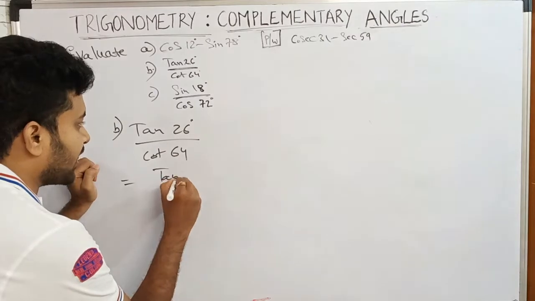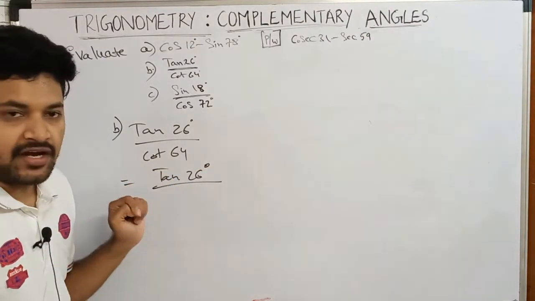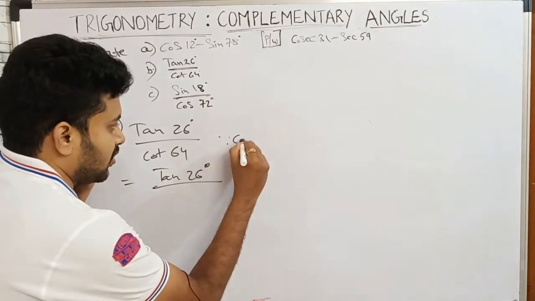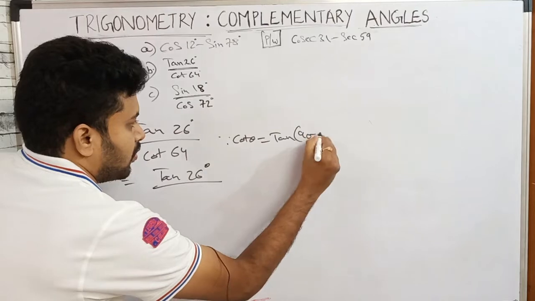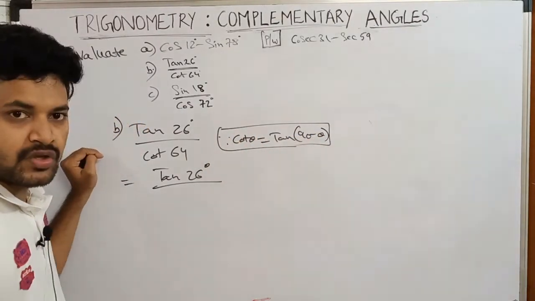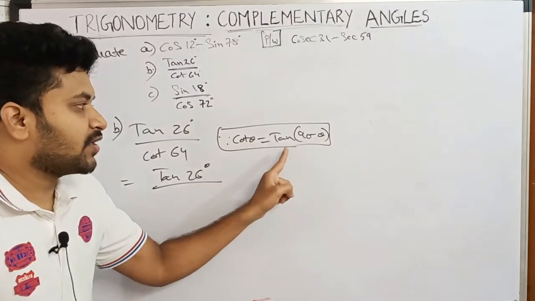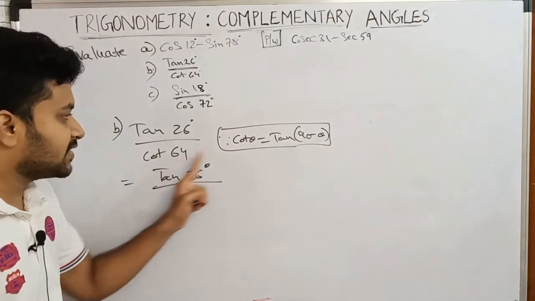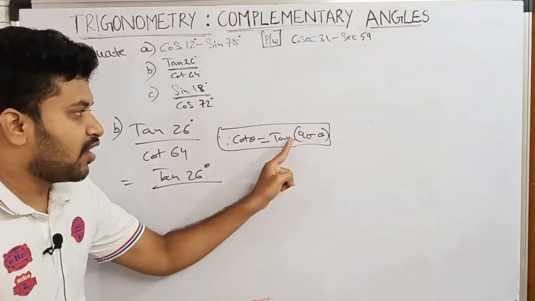I will copy the numerator as it is. What is cot theta? Cot theta is equal to tan of 90 minus theta. So this is the value of cot. What is the theta value? 64. So cot 64 is equal to tan of 90 minus 64.